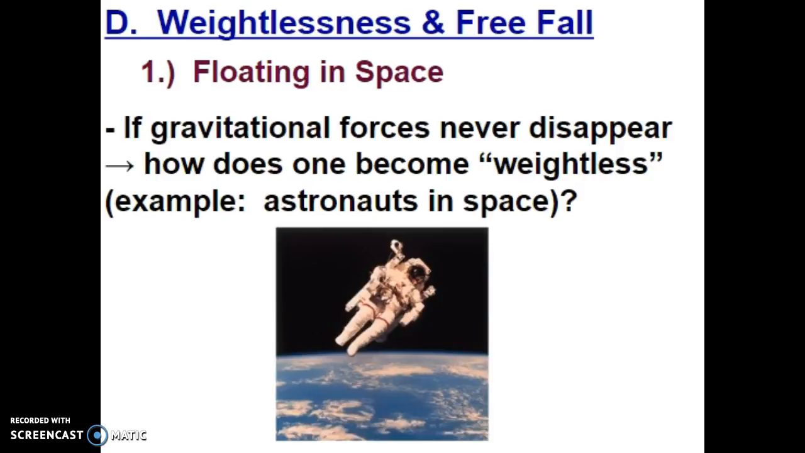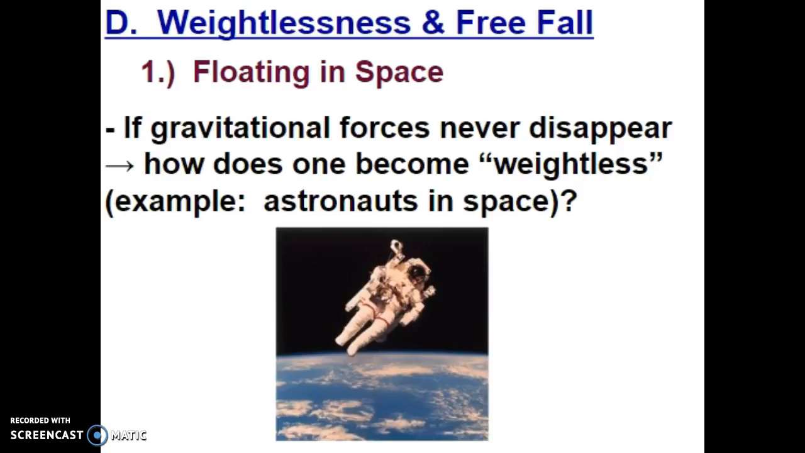When we think about gravity, remember gravitational forces are long-range forces, universal forces. Those gravitational forces never disappear. So really there are no zero gravity environments. There are microgravity environments, and that is how one becomes weightless in space.